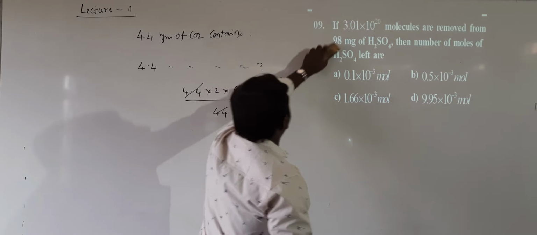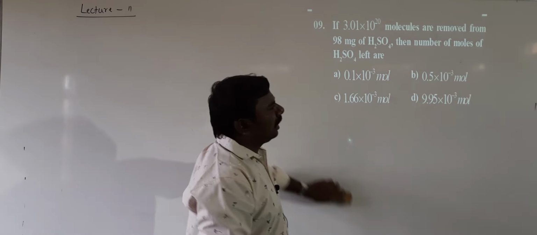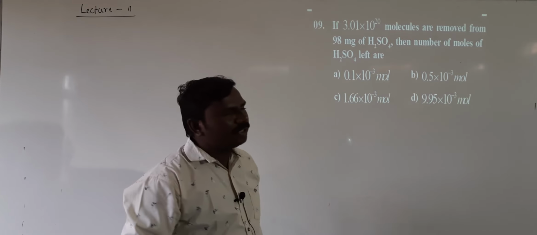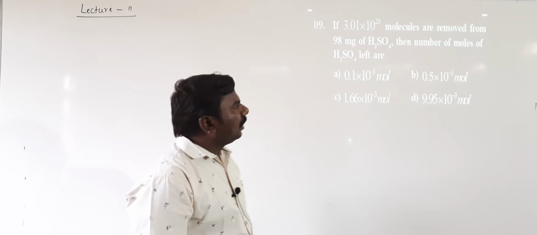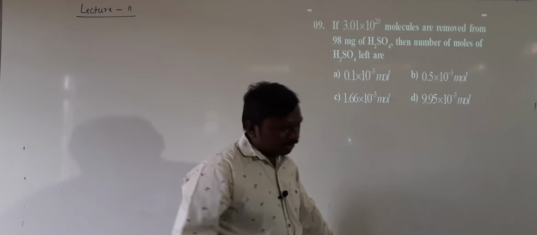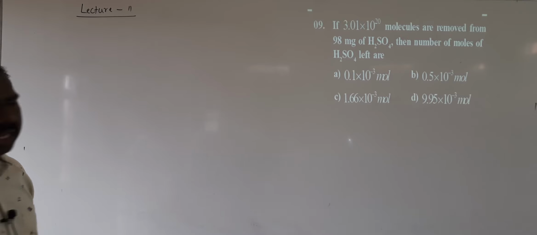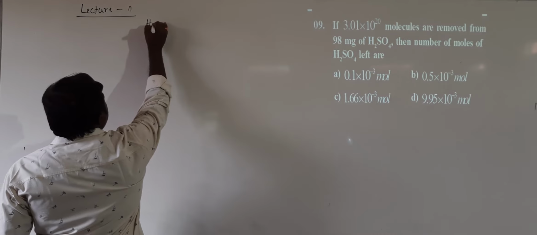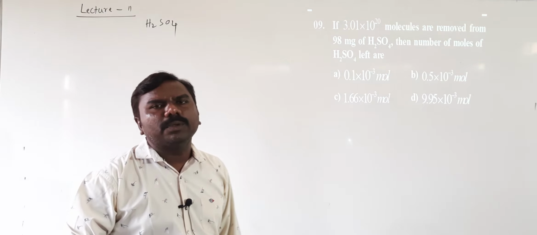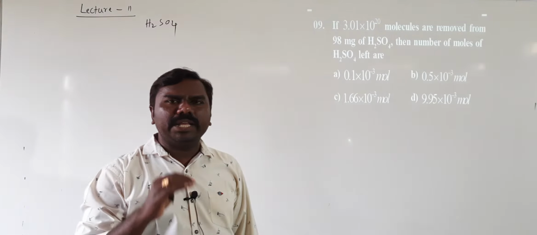If 3.01 into 10 to the power of 20 molecules are removed from the 98 milligrams of H2SO4, then number of moles of H2SO4 left are. How many number of moles of H2SO4 will be left? That is your question. So, what is the data given? Observe carefully in the question. 98 grams H2SO4: hydrogens 2 are there, 2 grams, sulfur 32 plus 4 oxygens, 4 into 16, 64, totally 98 grams.